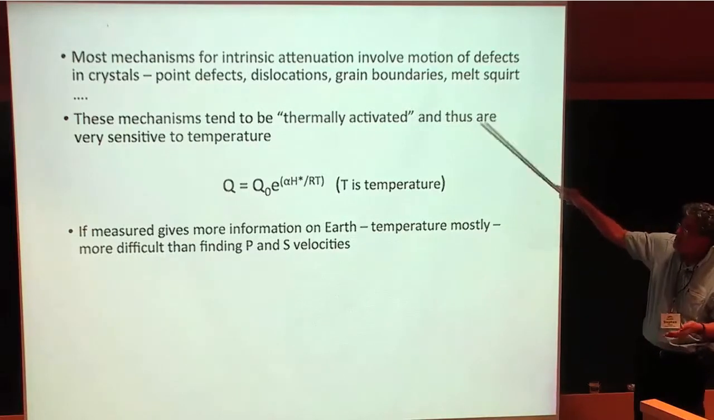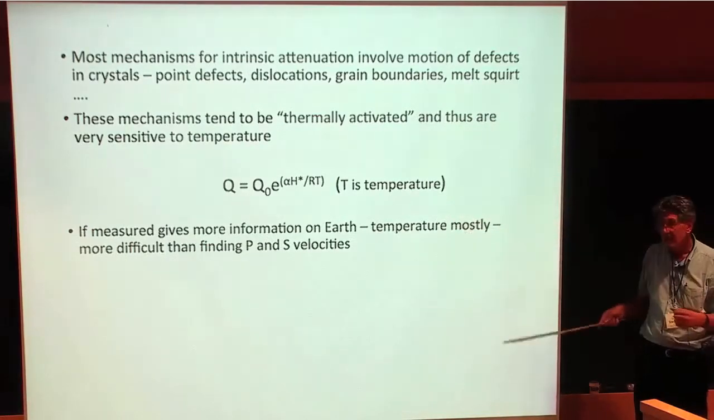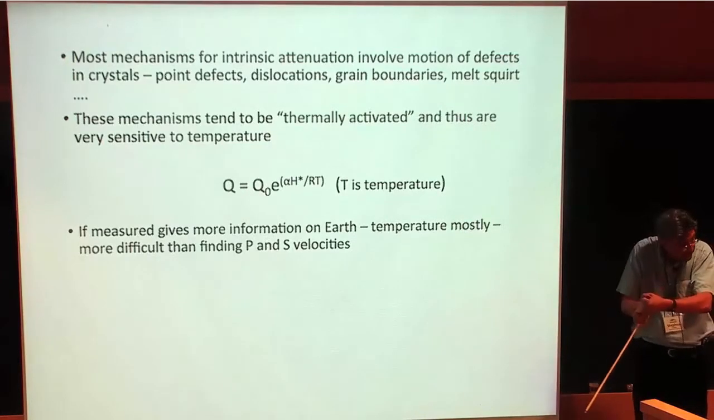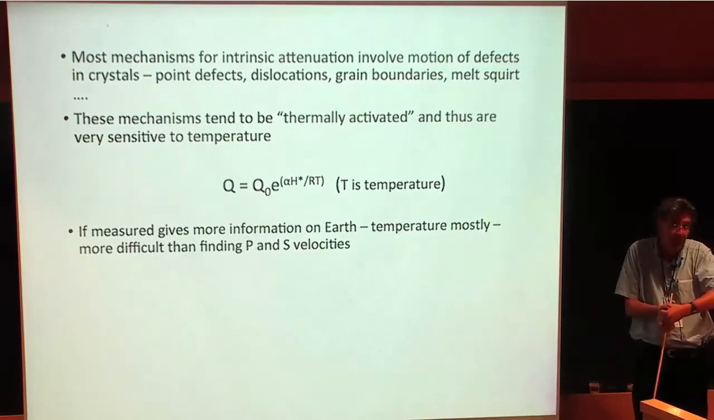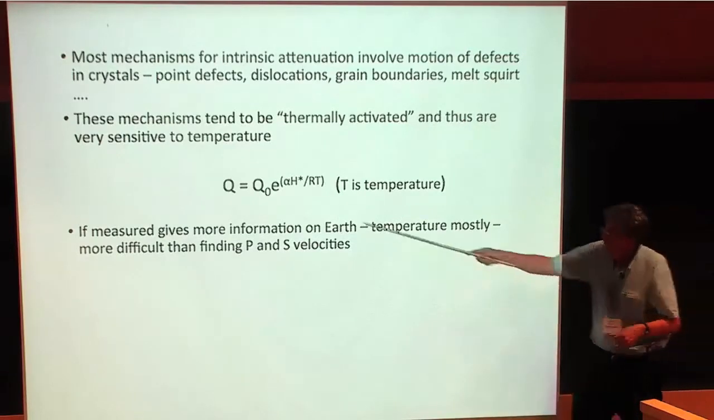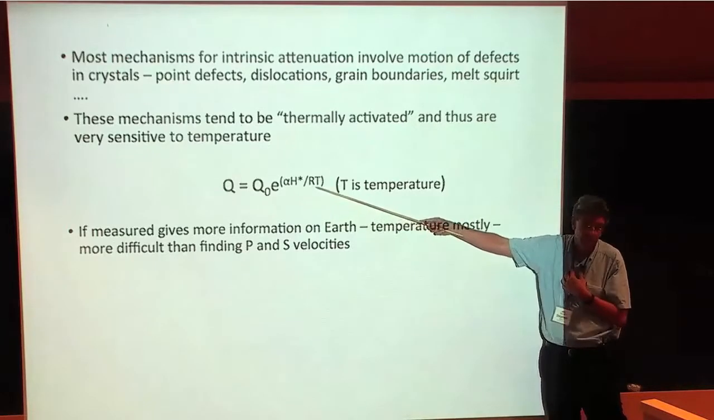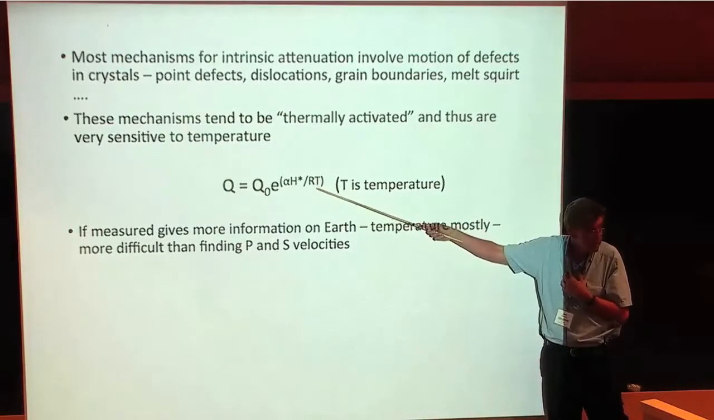There's a lot of different mechanisms. Most of these are temperature related, temperature activated. So a lot of them have to do with breaking a bond within the crystal and then a new bond forming. The higher the temperature, the easier it is to break the bond. So the Q for those kinds of mechanisms is related exponentially to 1 over the temperature. Very, very sensitive to temperature.